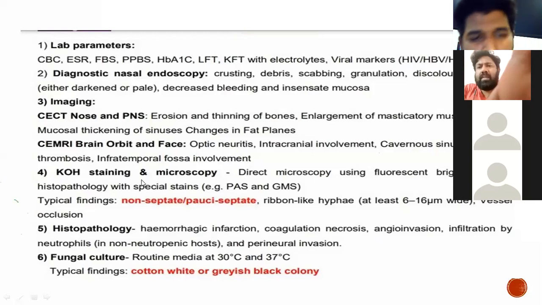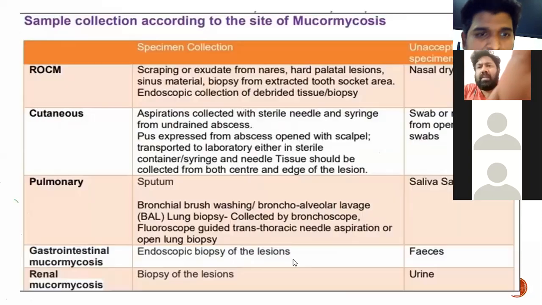And when you do KOH staining and microscopy, direct microscopy using a fluorescent brightener, and histopathology special stains like PAS and GMS staining, the typical finding, once again, is aseptate or pauci-septate. I won't agree with this. It is totally classically a non-septate, ribbon-like hyphae. Very important: ribbon-like hyphae along with the vessel occlusion. Diagnosis confirmed that it's a mucor. So fungal culture, routine media at 30 degrees Celsius and 37 degrees Celsius. Typical finding, you get cotton white or grayish black colonies, classically described as lid lifters.